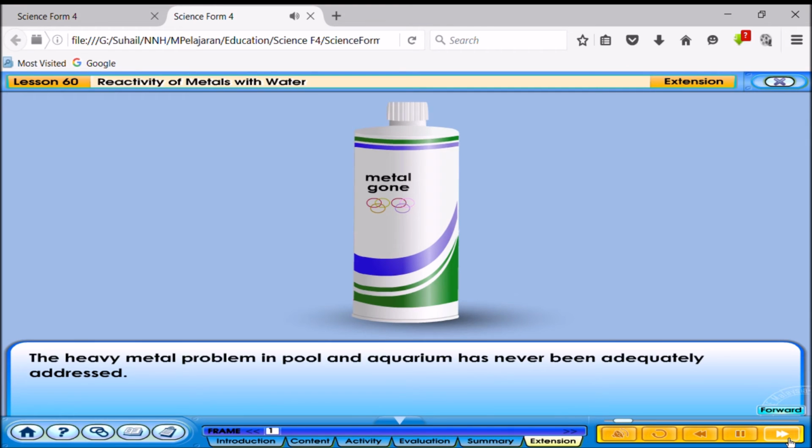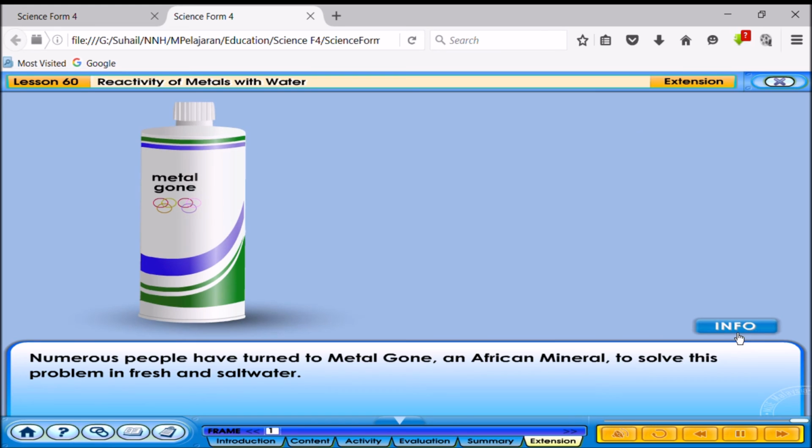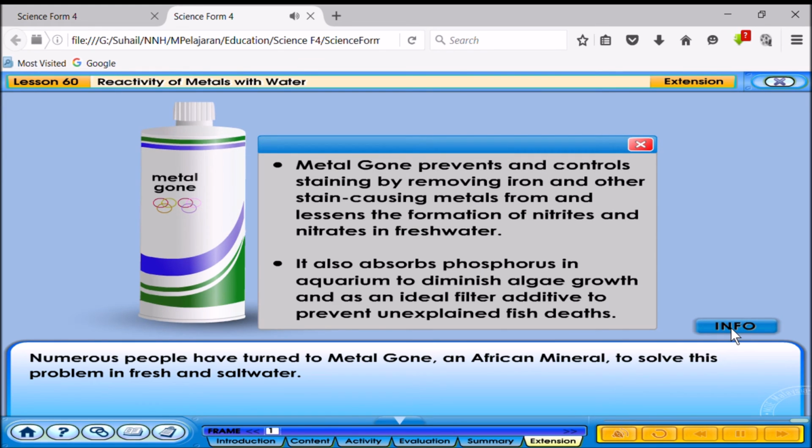The heavy metal problem in pools and aquariums has never been adequately addressed. Numerous people have turned to metal gone, an African mineral, to solve this problem in fresh and salt water. Click the Info button to know how metal gone solves the problem of heavy metals. Metal gone prevents and controls staining by removing iron and other stain-causing metals and lessens the formation of nitrites and nitrates in fresh water. It also absorbs phosphorus in aquariums to diminish algae growth and is an ideal filter additive to prevent unexplained fish deaths.